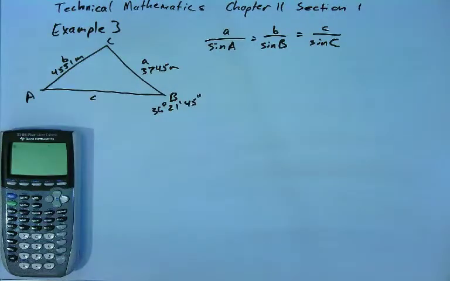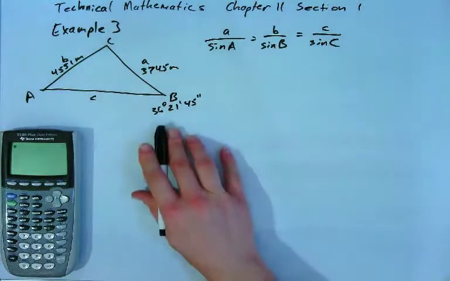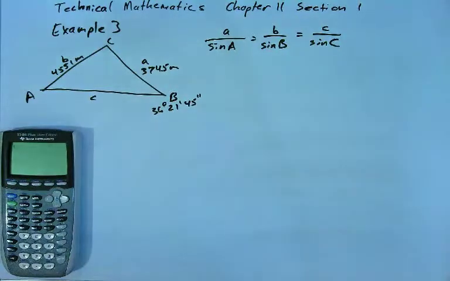This is example 3. Again, we're given an acute triangle where we know the length of side B is 4,551 meters, the length of side A is 3,745 meters, and angle B is 36 degrees, 21 minutes, and 45 seconds. And so the first thing we need to do is convert this to decimal degrees.